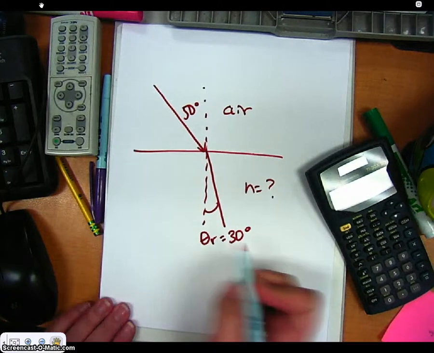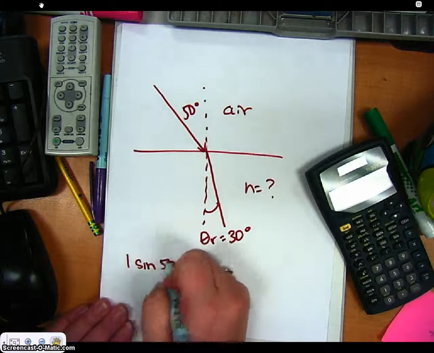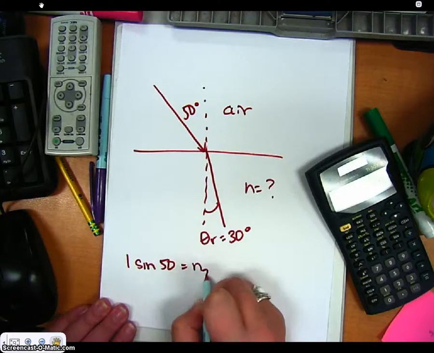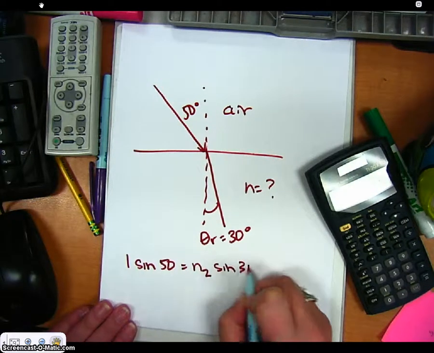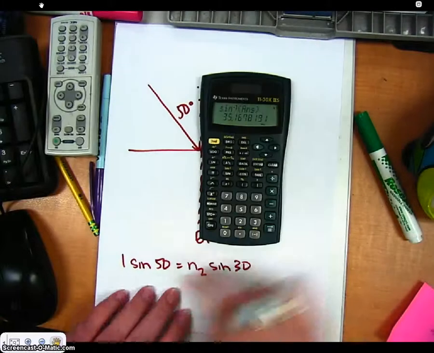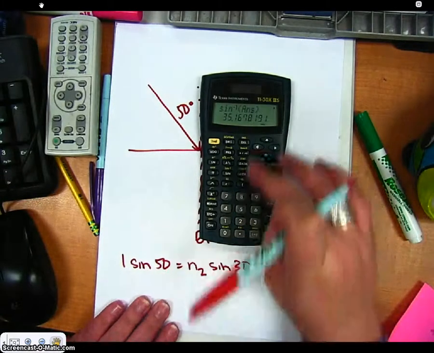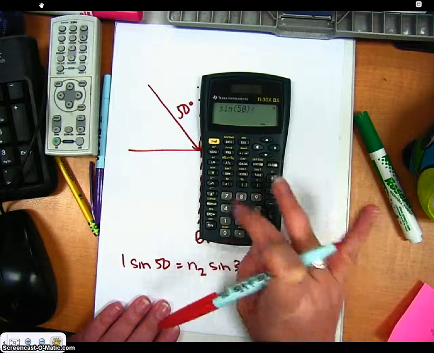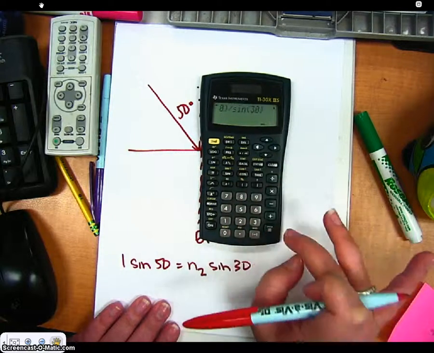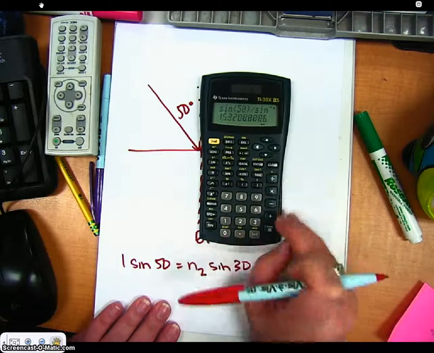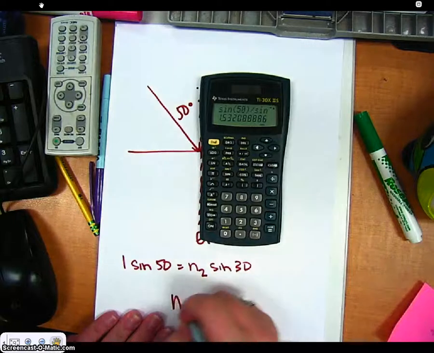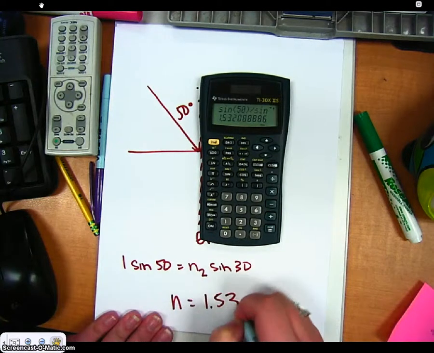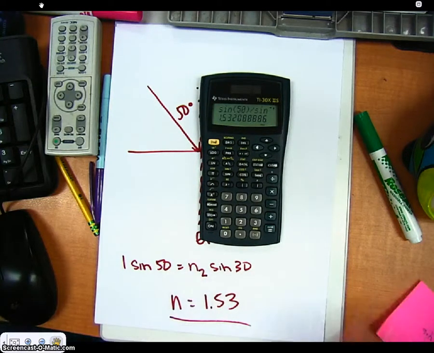So if we use Snell's law, we're going to have 1 times the sine of 50 is equal to N2 times the sine of 30. So I would just take the sine of 50 and divide by the sine of 30. Let's do that. Sine of 50 divided by the sine of 30, and I get an index of refraction of 1.53. Now we could actually figure out the velocity that substance is moving.